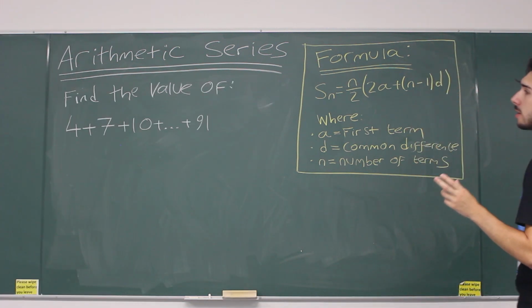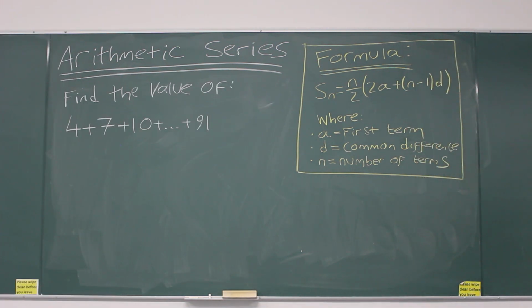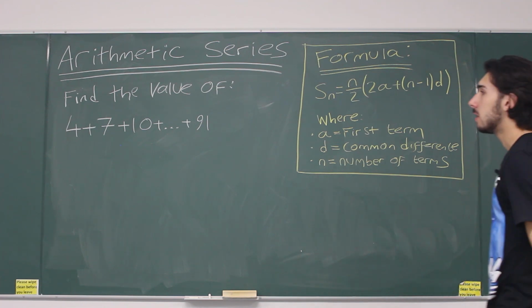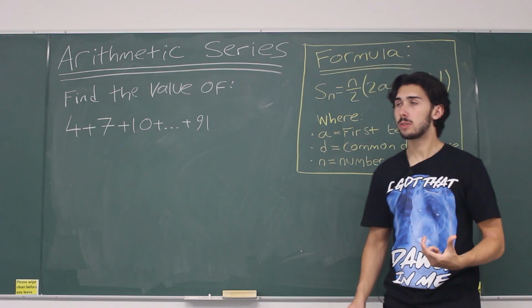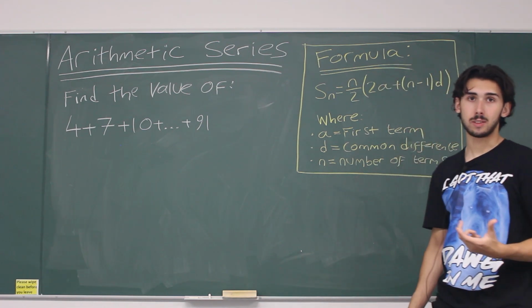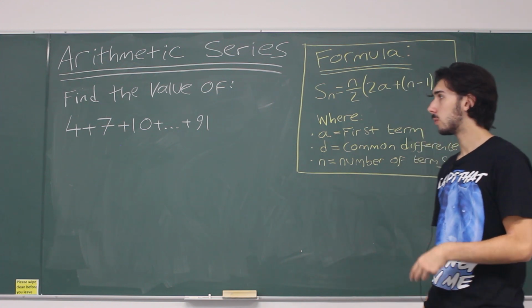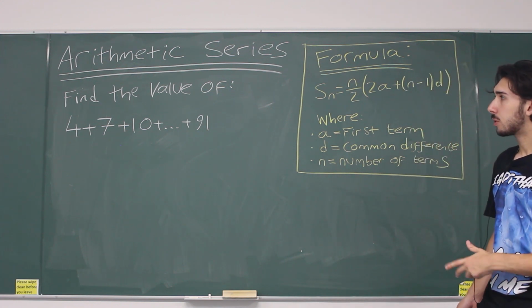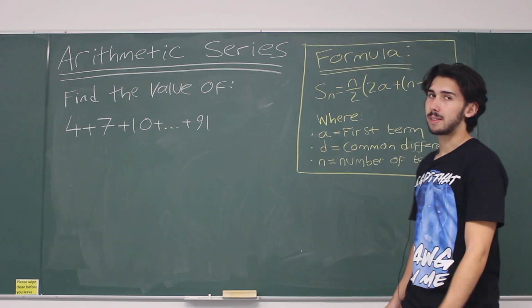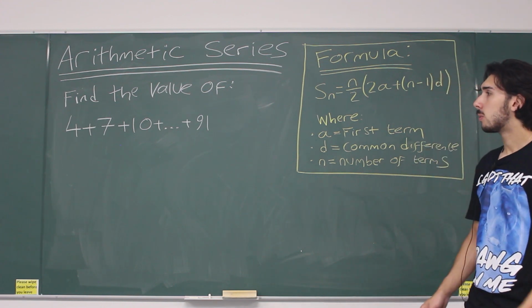So this time we want to find the value of 4 plus 7 plus 10 all the way up to 91. So the first thing that we have to notice about this is they don't actually tell us what n is. So this will be a slightly harder question. They don't say what n is. And also they don't technically say that it's an arithmetic series.